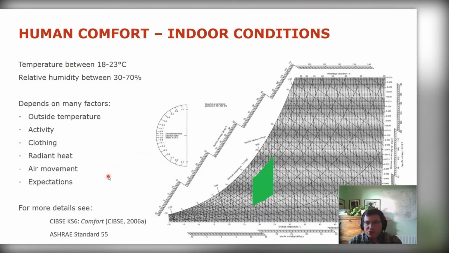Okay. So in terms of human comfort, what's important to us is, say, typically you would look at temperature between 18 and 23 and relative humidity between 30 and 70. That's that region around here on the graph. Now, different things will give you different results, depending on many factors: the outside temperature, the activity, clothing, the radiant heat. So like if you have a radiator close to you pumping out heat, air movement, the velocity of it, the expectations of people, a lot of things depend. So realistically, the envelope could be significantly larger depending on the situation.